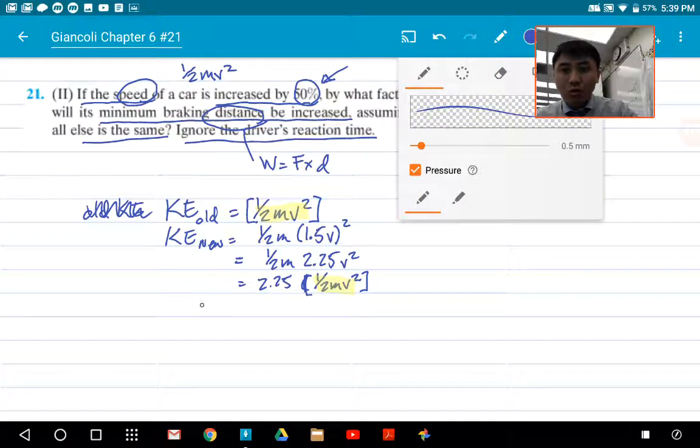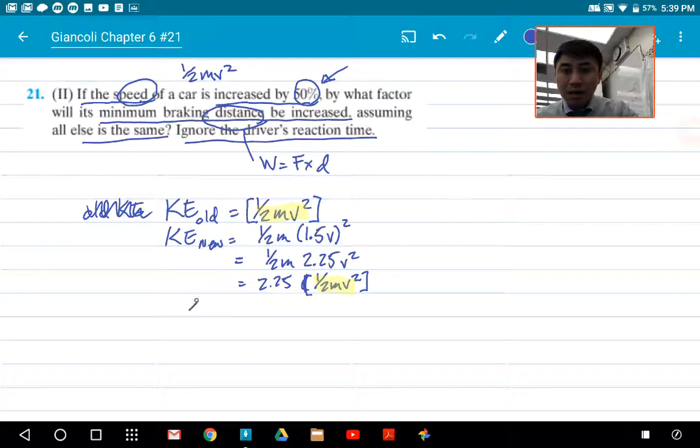So I could really say that KE new, the new kinetic energy, is 2.25 times bigger than the KE old. That's pretty easy. That means it goes up by a factor of 2.25.